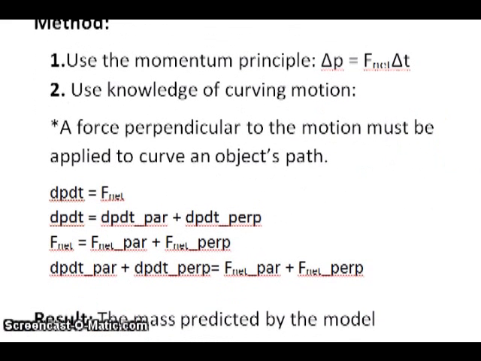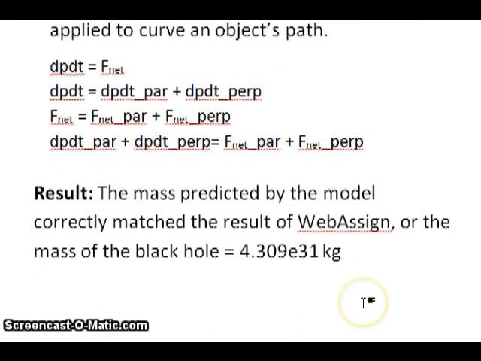And knowledge of curving motion, since you have to have a perpendicular force applied to the object in order to curve the object's path. So I broke down the momentum principle into dp/dt equals F net. And dp/dt can actually be broken down into a parallel change in momentum over time and a perpendicular change in momentum over time, and the same with net force. So it had parallel net force and perpendicular net force. And by setting those two equal to each other, I could find certain aspects of data that I needed in order to find the result, which is the mass predicted by the model correctly matched the result of Webassign, or the mass of the black hole is 4.309 times 10 to the 31st kilograms.